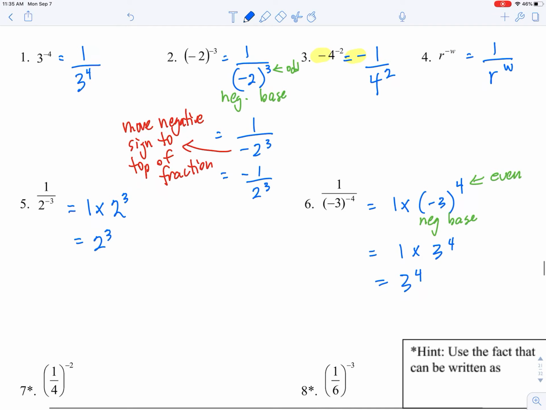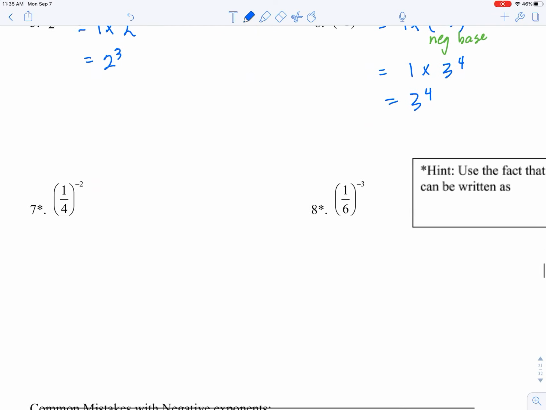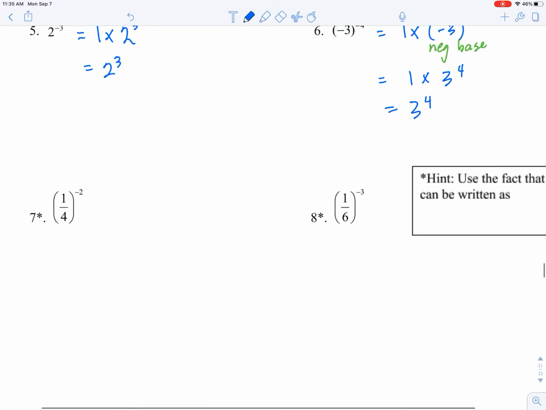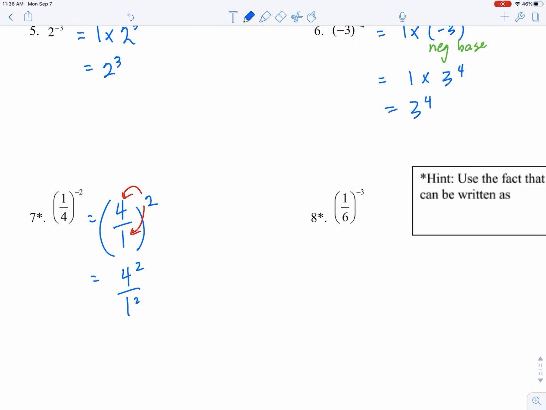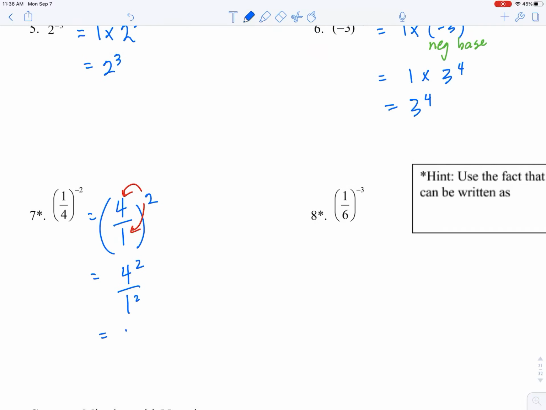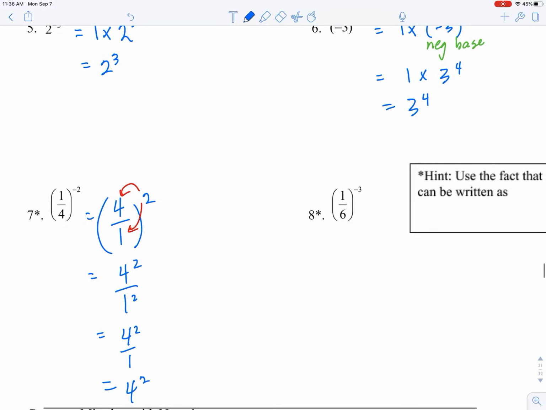So all the stuff we learned before is sort of coming back, and we've got to remember to keep using it. 1 over 4, the whole thing to the minus 2. Well, fractions are easy. We just flip it. So when we flip it, it turns into 4 over 1 squared, which is just 4 squared. Remember, we're going to do that sort of distribute thing. So 4 squared over 1 squared. 1 squared is just 1, so we could just write this as 4 squared.